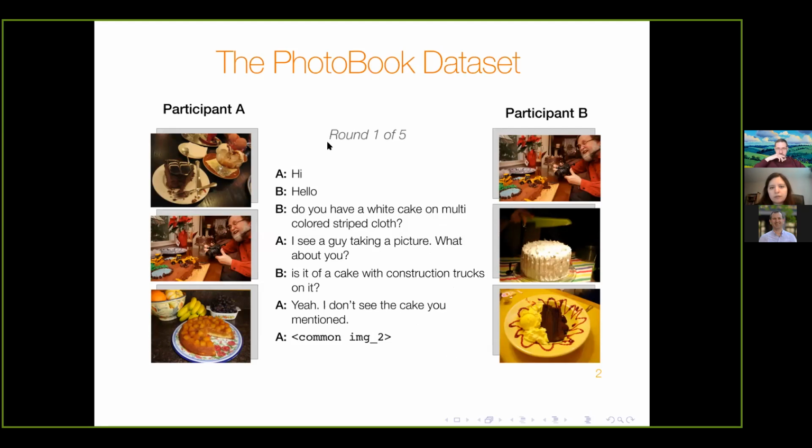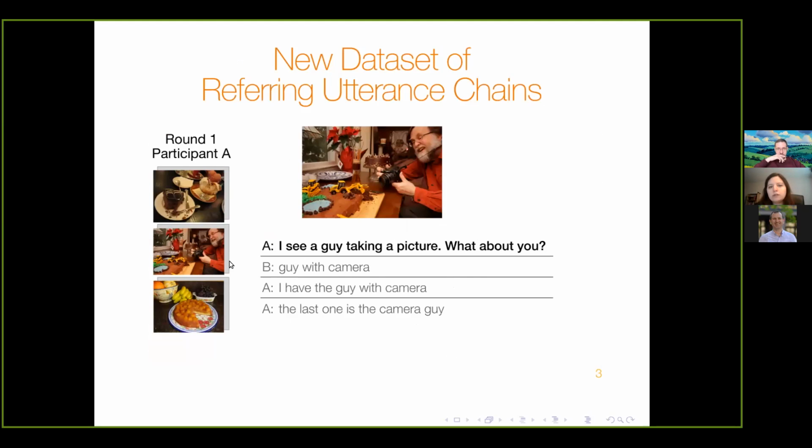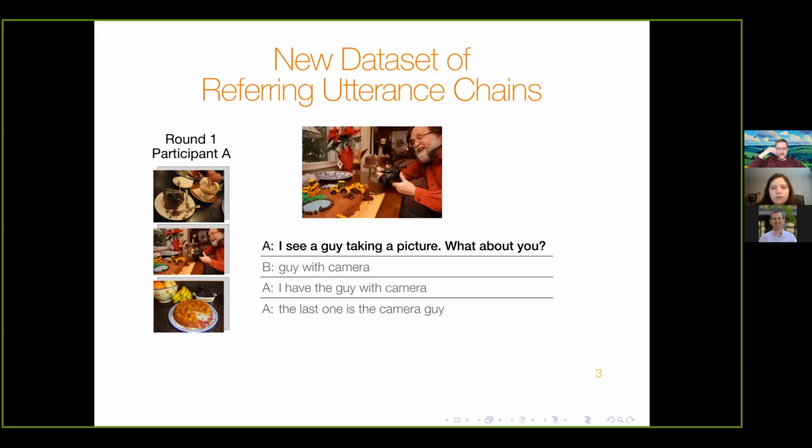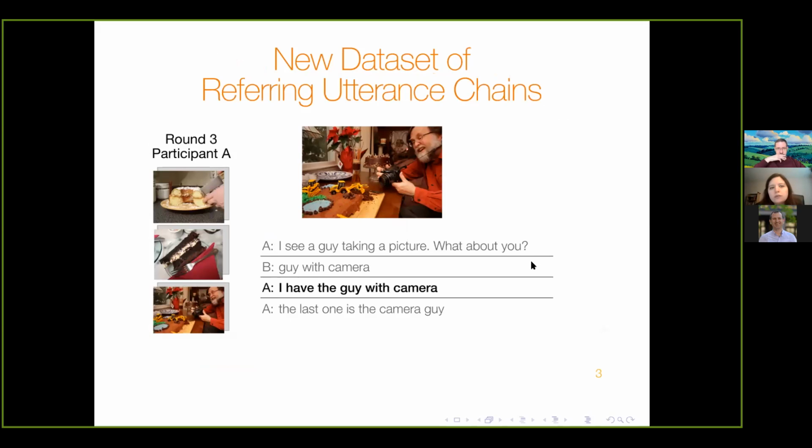So this is round one. And then let's say they decide, oh, we both have this guy taking a picture. And in round two, they will have different images, but some of these images will come up again. So they will be talking about the images again. And we wanted to see how this unfolds. Let's say this image comes up again in round one, and then in round two, and round three. So every time they're mentioning it in a different way.